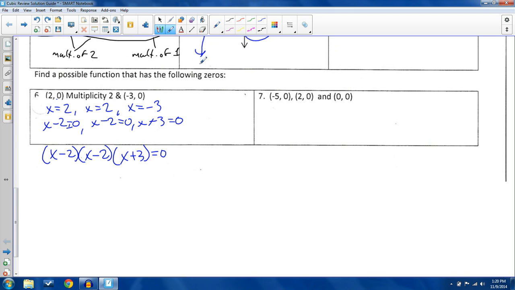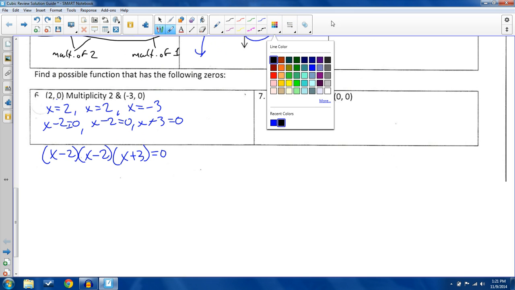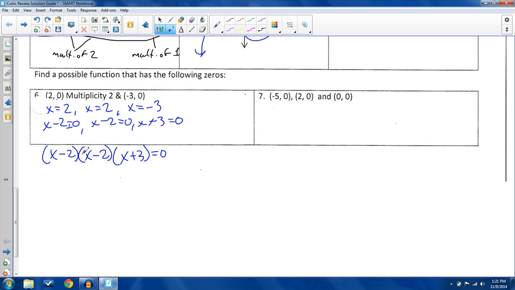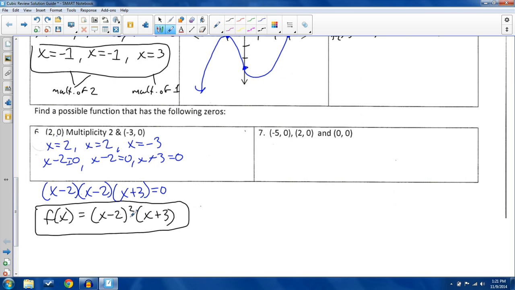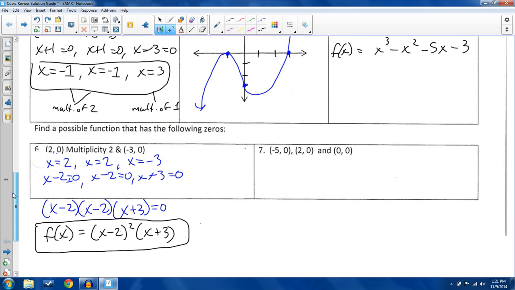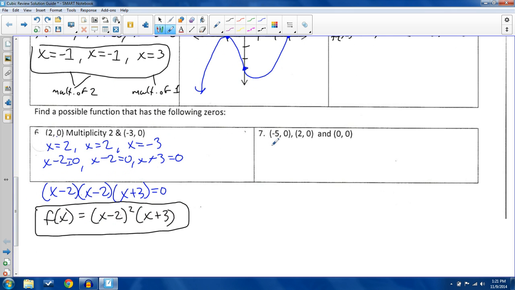So if you want the actual polynomial, you need to write a y equals, or f of x equals somewhere. And I'm going to combine these into a square. So this is going to say f of x or y, doesn't matter, equals x minus 2 quantity squared times x plus 3. There's my final solution for that. And if you want to double check, you can start from here, work backwards, make sure you get those answers there, just like we did for 4 and 5. Okay, let's do the same thing here.